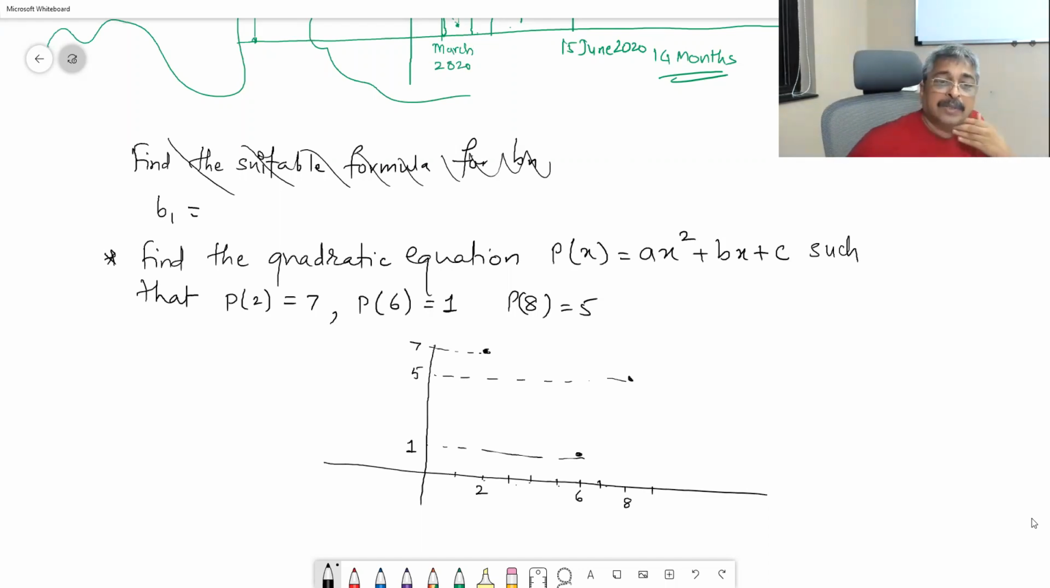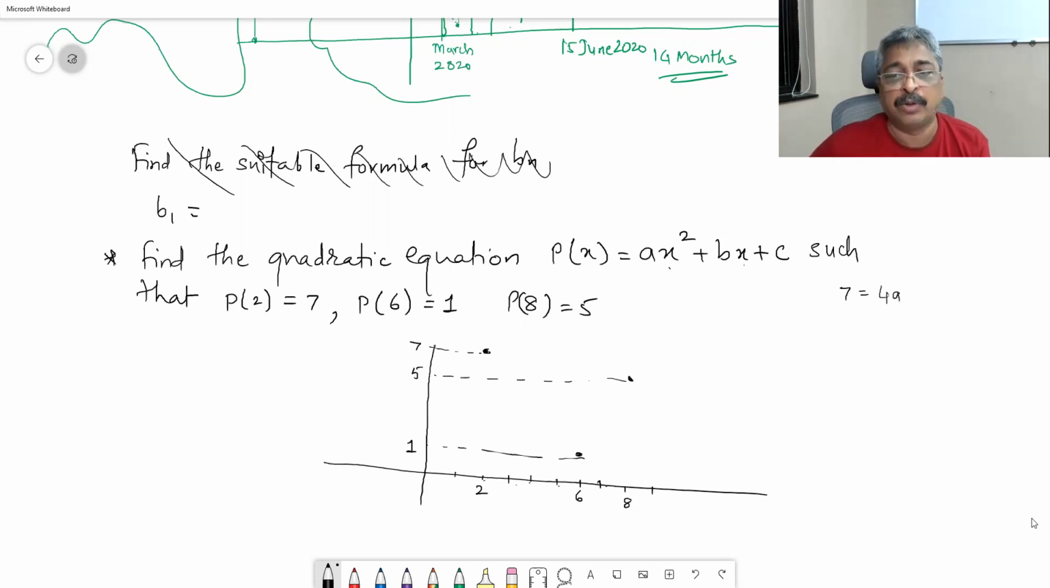And now what the question is saying is: find ax square plus bx plus c such that if you put x is equal to 2 in this formula, you get 7. If you put x is equal to 6 in this formula, you get 1. And if you put x is equal to 8 in this formula, you get 5. This is a standard problem. And if you know simultaneous equations, it can be solved by, say, suppose we put x is equal to 2. I am showing you another general method of doing it. If I put x is equal to 2, the answer is going to be 7.